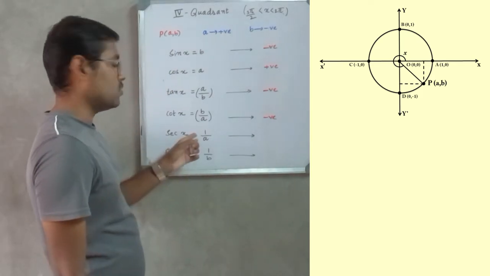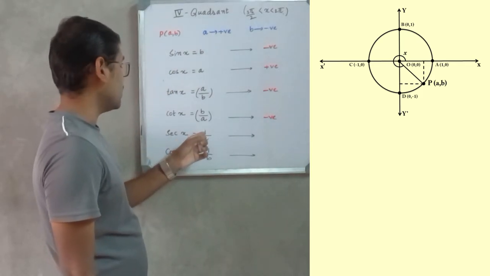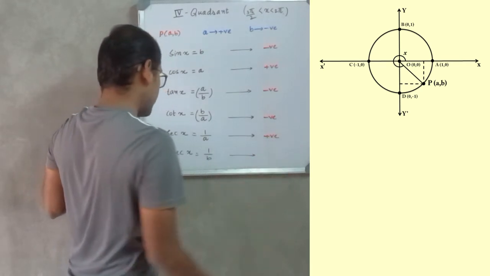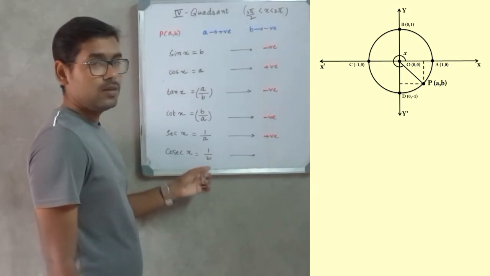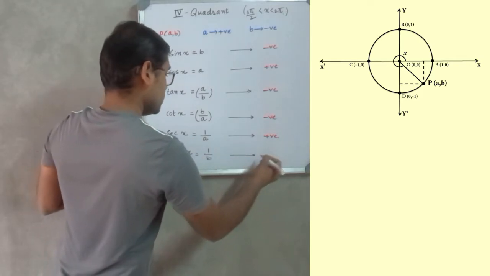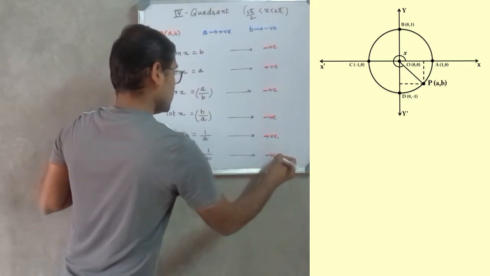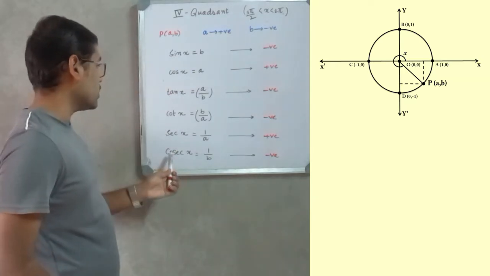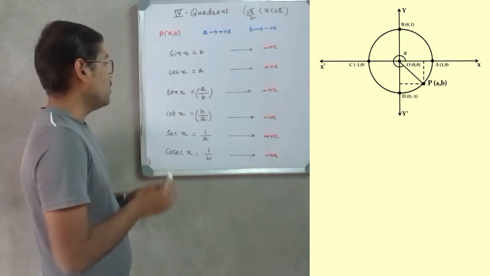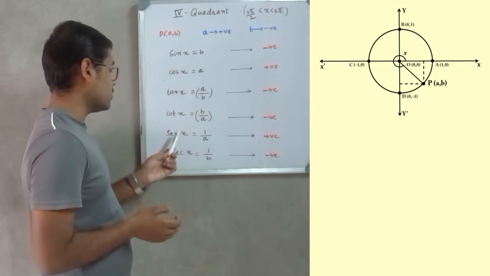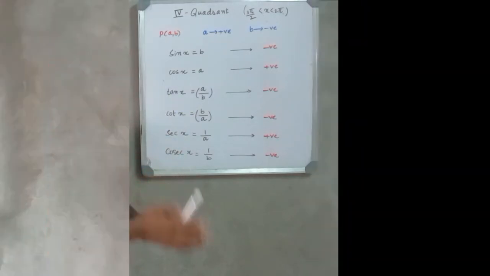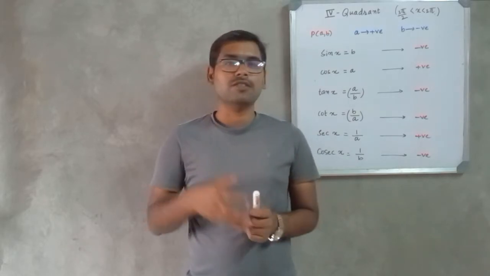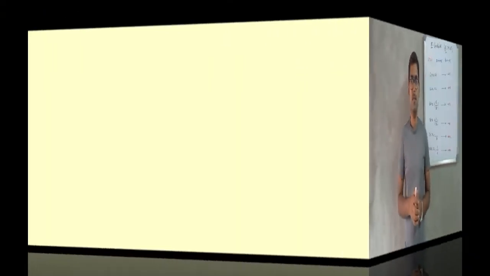Sec x, which is 1 by cos x. Here a is positive, so sec x will also be positive. And finally cosec x, which is given by 1 by b, where b is negative here, so cosec x will also be negative. So in the fourth quadrant, sin, cosec, tan, cot are negative and cos x and sec x are positive. Guys, everything that we have discussed regarding the signs of the trigonometric functions can be summarized using this table.